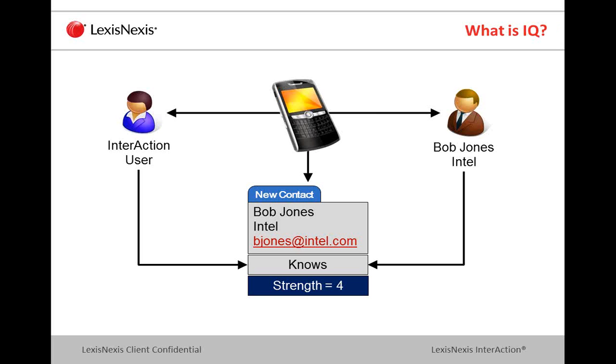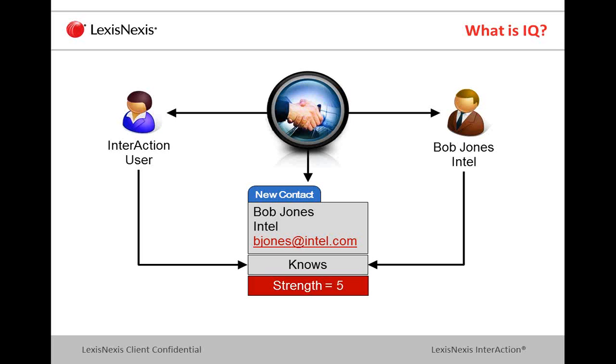But InterAction IQ can also increase that strength. Whether I'm emailing a person or I pick up the phone and call that person, I can monitor that activity and say a phone call has a higher strength than just an email. Or better yet, when I physically schedule a calendar item or a meeting with that person, that may increase my strength to 5. So InterAction IQ has the ability not only to create new contacts, relationships, and strengths, but also to update and monitor that strength.